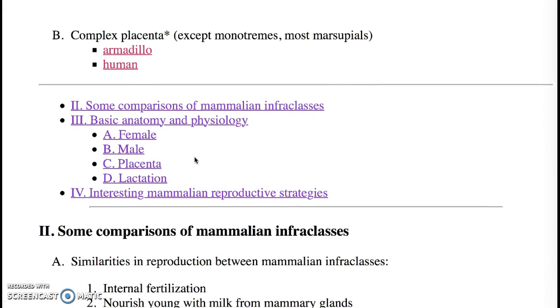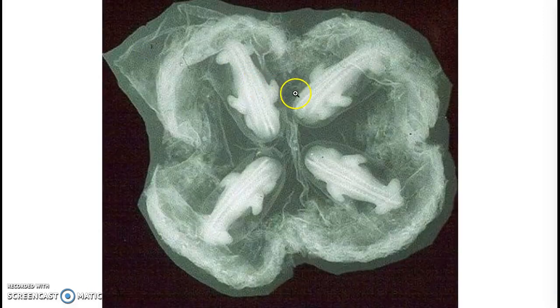Alrighty, the second reproductive structure that is diagnostic of mammals is the complex placenta. Monotremes don't have a placenta because they lay eggs. Marsupials have a related structure. It's a placenta, but it's not super complex, and we'll go over the differences between the two in a little bit. The complex placenta has several layers of tissue.